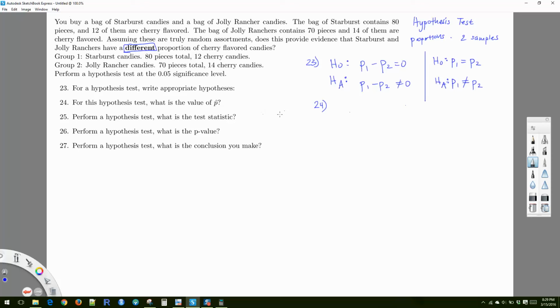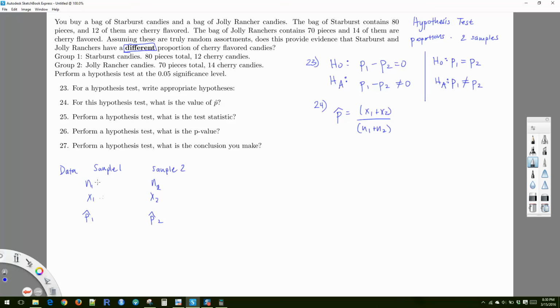Okay, so number 24, what's P hat? P hat is x1 plus x2 over n1 plus n2, right? Okay, well, let's go through and list off our data. We have sample 1 and we have sample 2. Sample 1 will be our Starburst. We have n1, x1, and p hat 1, and we have n2, x2, and p hat 2.